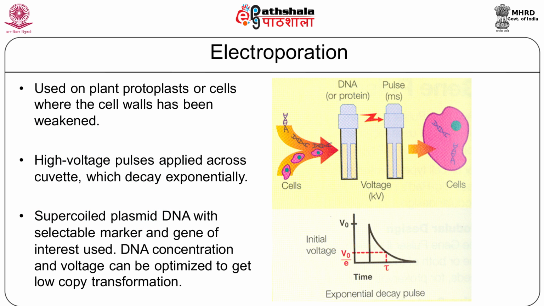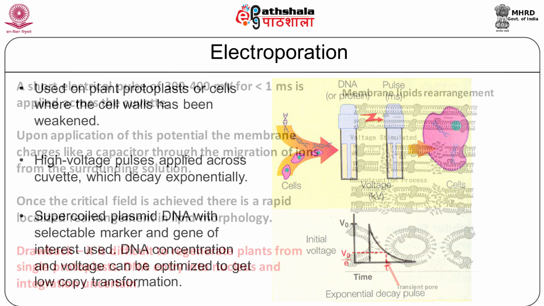Another important strategy is electroporation. A mixture of plant protoplast and plasmid DNA in a suitable medium are placed in cuvettes and exposed to brief high voltage pulses. The DNA passes through the plasma membrane into plant cells. Optimization of transformation procedure is done by varying the voltage pulse intensity, duration of the pulse, concentration of DNA, and the salt concentration in the medium.